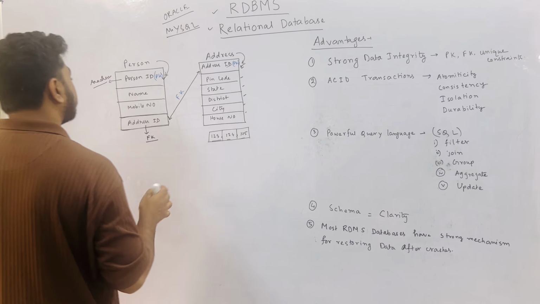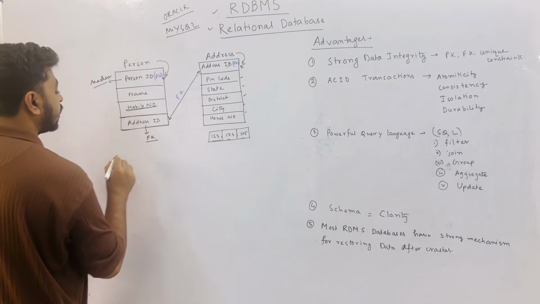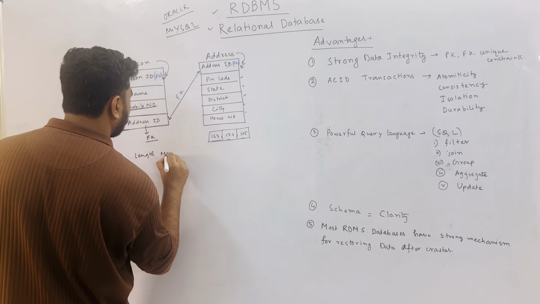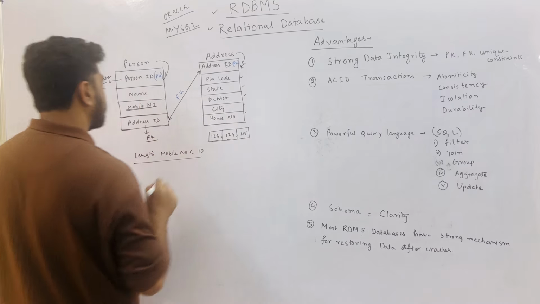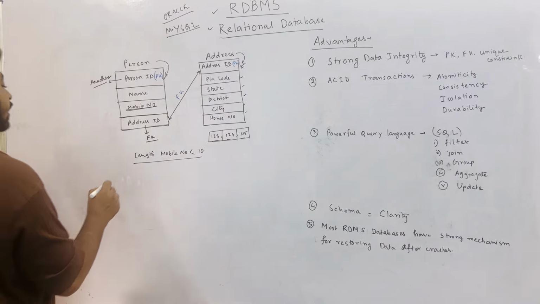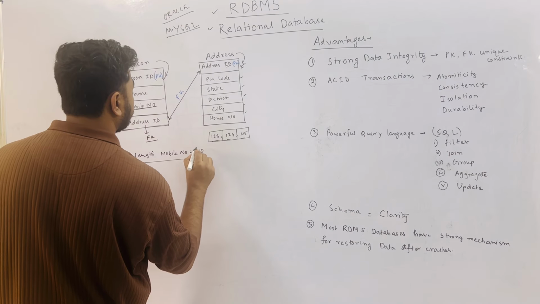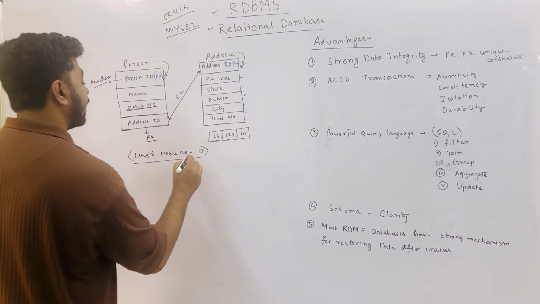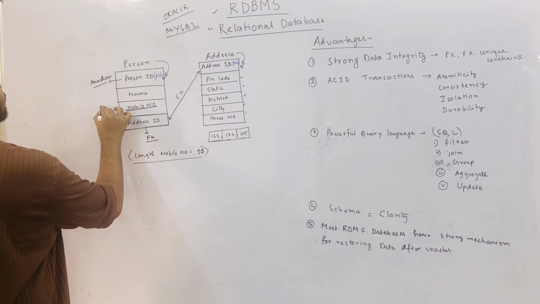Another thing is unique constraints. Suppose you have the mobile number, and you created a constraint that the length of the mobile number cannot be less than 10, or has to be equal to 10. So the length of the mobile number has to be 10. Suppose these constraints you have added in this person table.